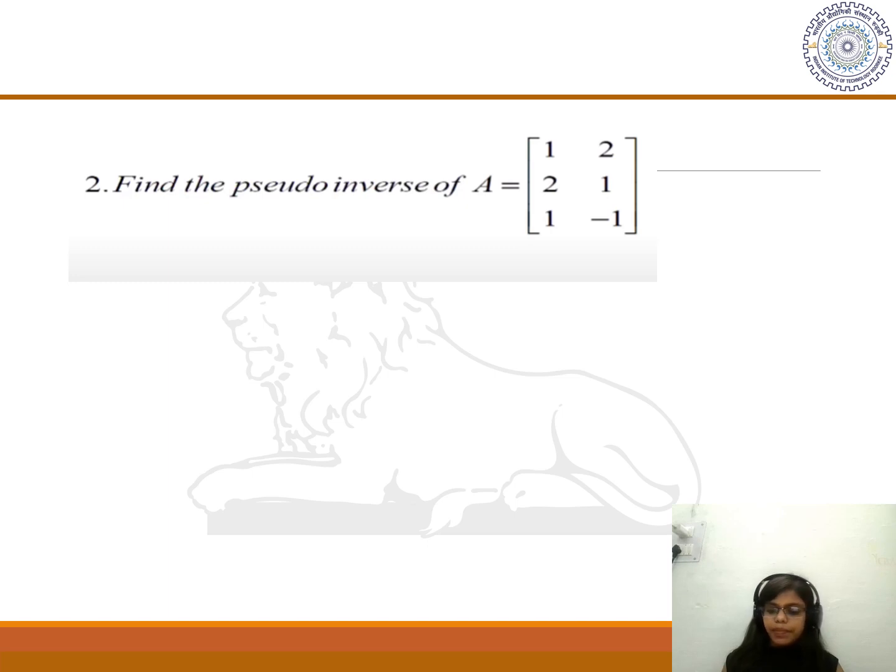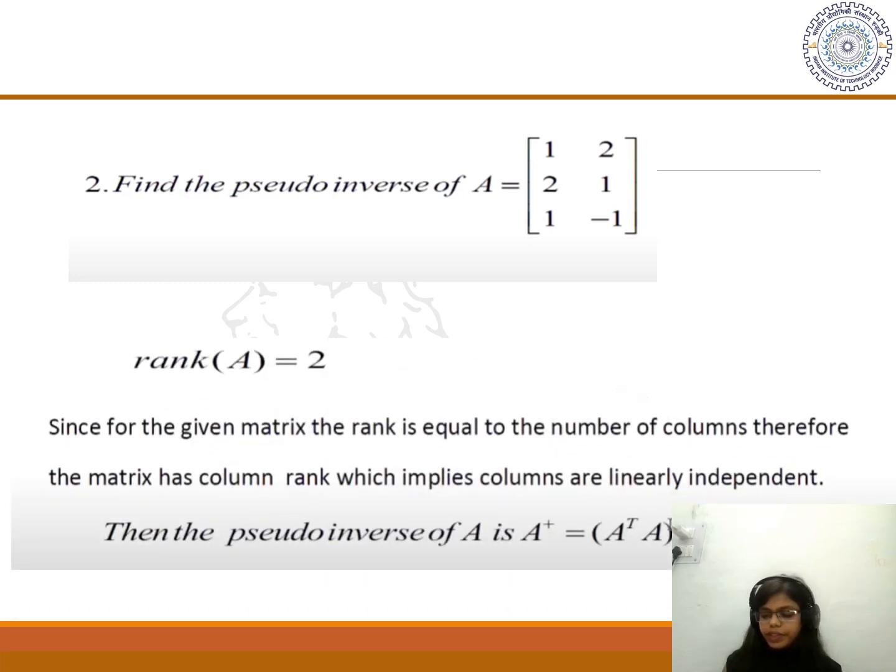Let's begin with our examples. Here is our first example. We have a matrix A. Here we can see that the rank of the matrix is 2. Since the rank of the matrix is 2 and the number of columns is also 2, it is a full column rank matrix. We can also see that the columns of A are linearly independent.